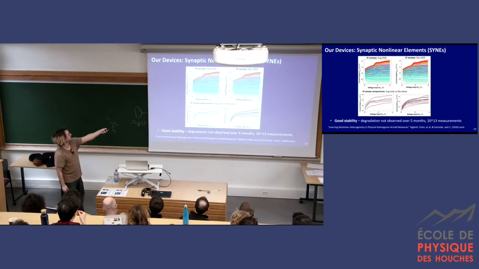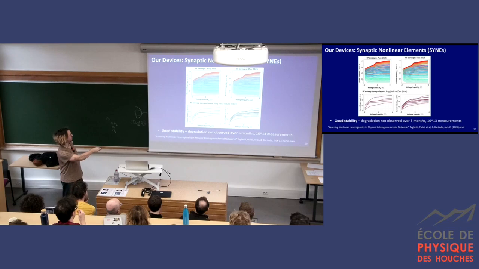So this is between August and December. We ran about 10 to the 13 measurements through this device, and this is a kind of sample of the IV curves before and after. I can plot the August versus December on top of each other, and there's obviously some noise, but we're pretty happy with that.